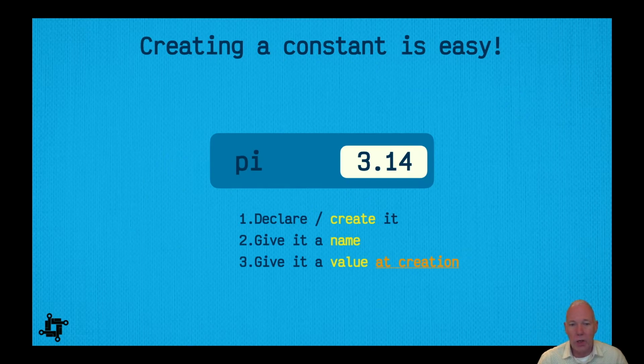So let's look at how we create a constant and how easy it is. Just like we did with variables before, we have a name, we also have a value, and again, three things that we need to do. We need to create it, we need to name it, and we need a value for it. And by the way, the key here for constants is that we need to do this right at creation time. So not like we can declare it and then give it a value later on. We need to do it immediately when we declare it.